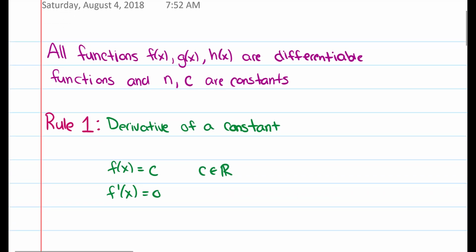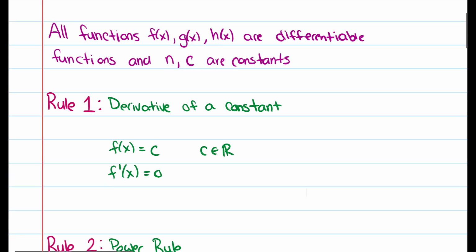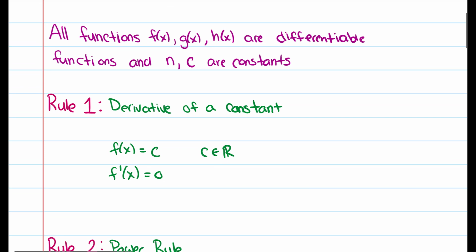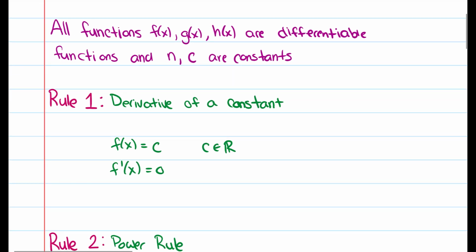So in these next couple of rules, all the functions f of x, g of x, and h of x are all differentiable functions, and n and c are going to be constants. And we'll see where n and c are going to come in a minute. So rule number 1 is the derivative of a constant. This is where f of x is equal to c, where c exists in R. So c represents like 5, 6, 18, it doesn't matter.